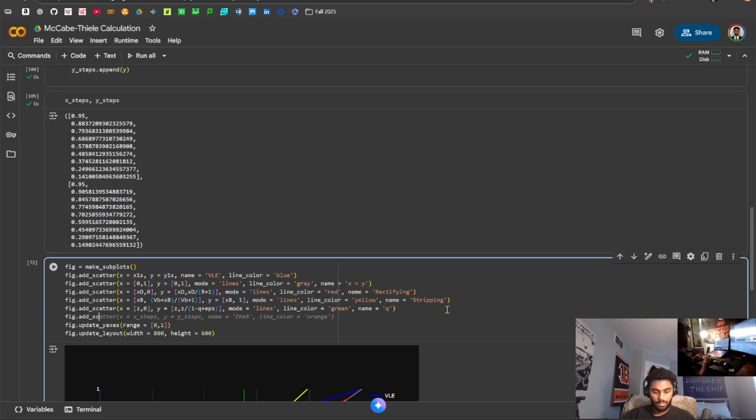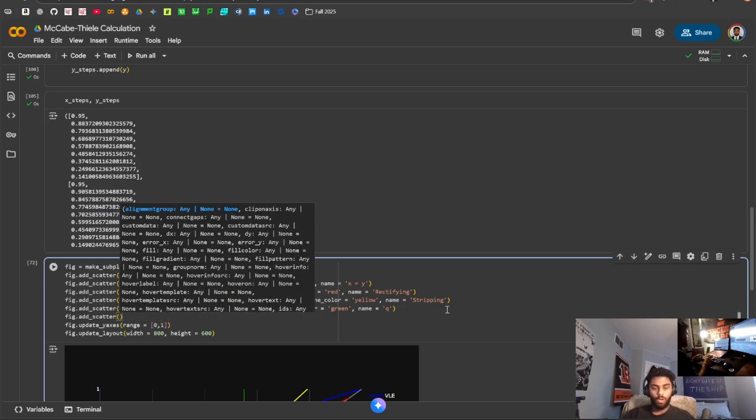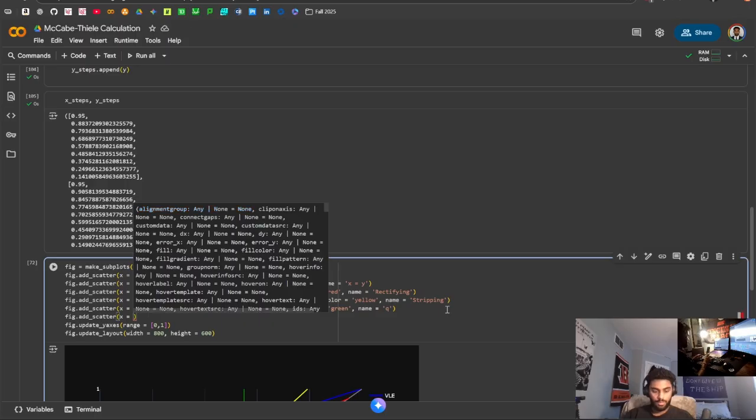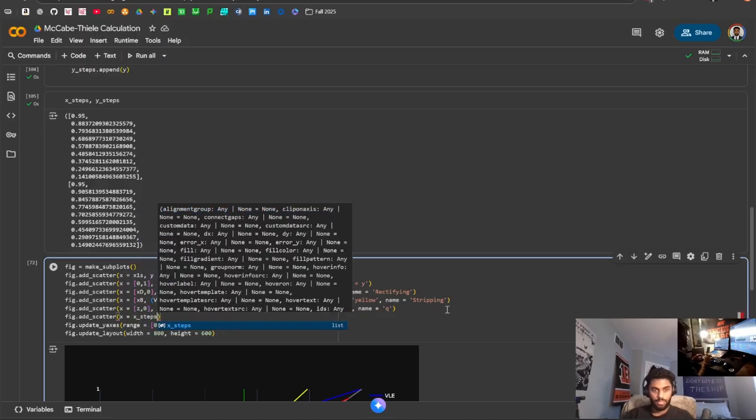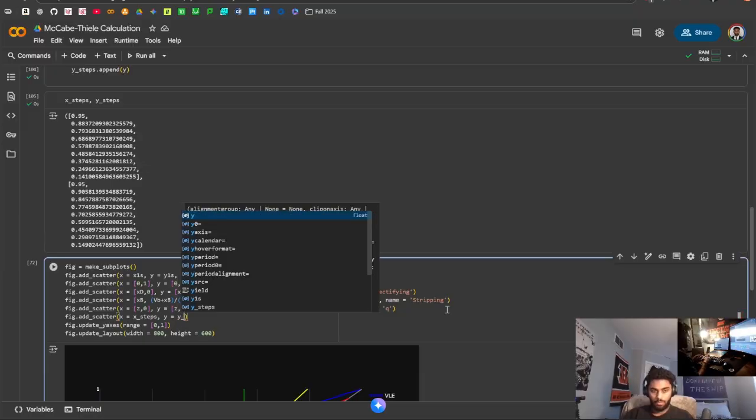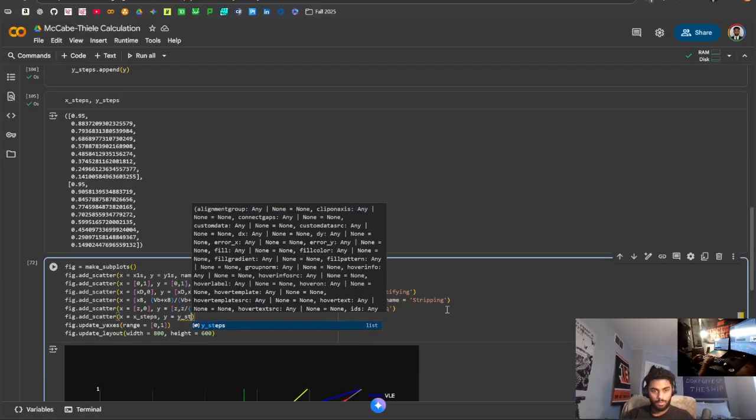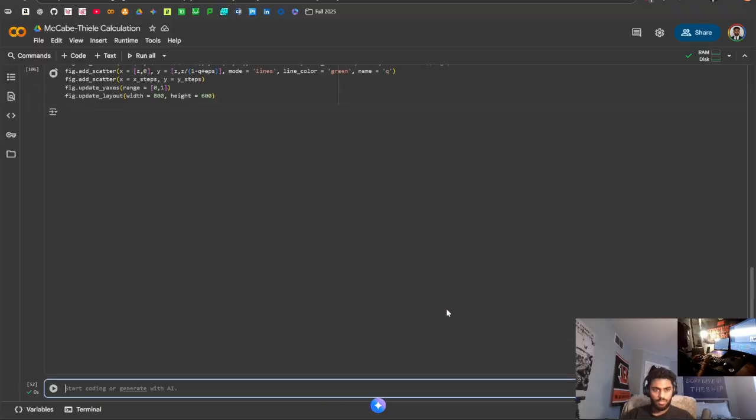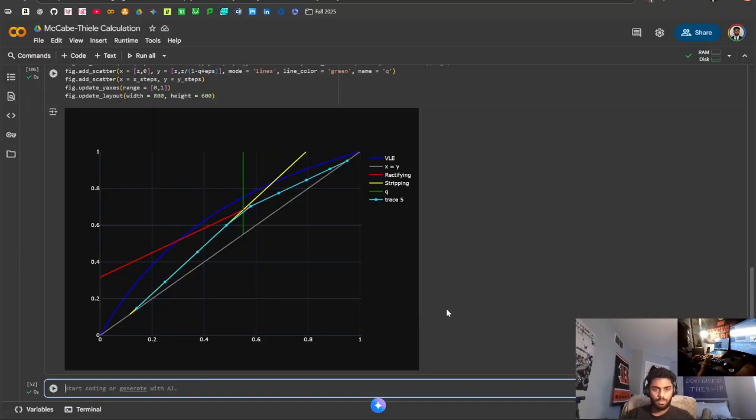Add scatter. So we want to plot an array of x's and then an array of y's. So I think what we can do is go x is equal to x underscore steps, y is equal to y underscore steps. Let's just see what this does.